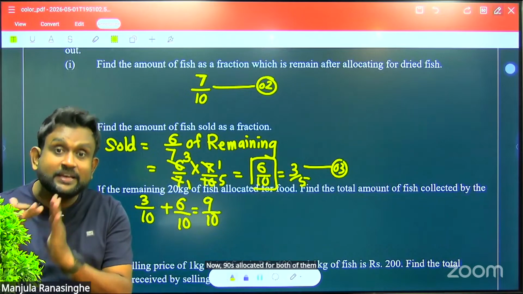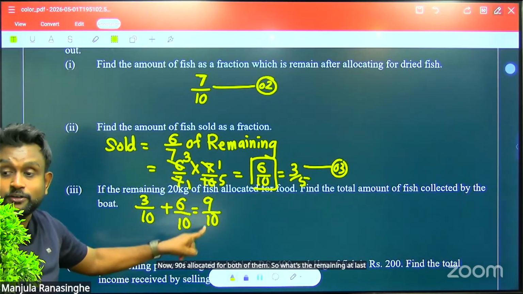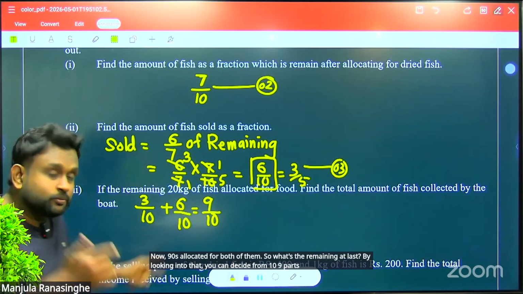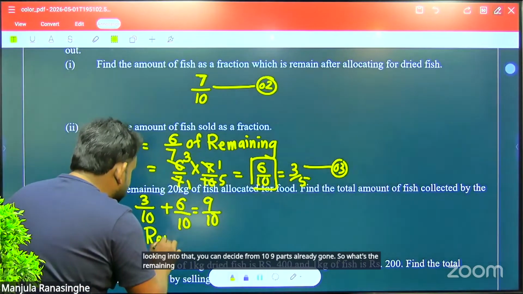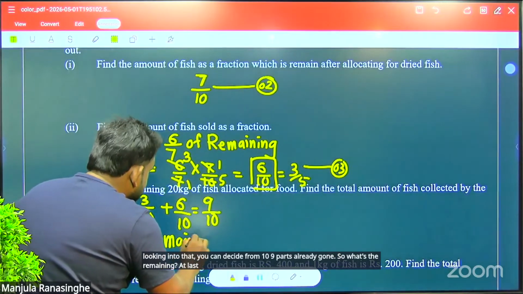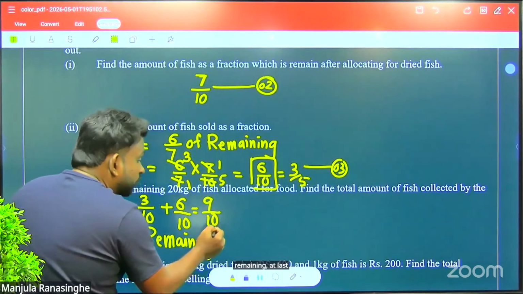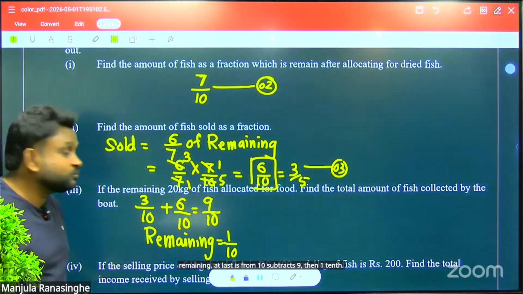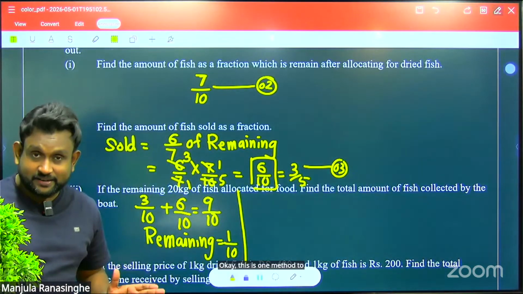So what's the remaining at last? By looking into that, you can decide. From 10, 9 parts are already gone. So what's the remaining at last? Remaining at last is from 10 subtract 9, then 1/10. Okay, this is one method to take the remainder at last.